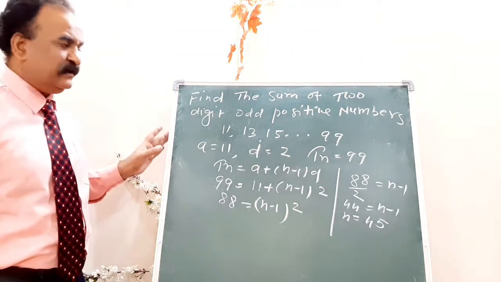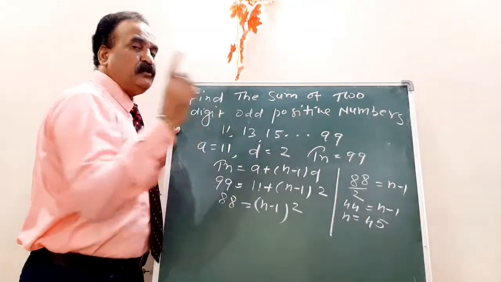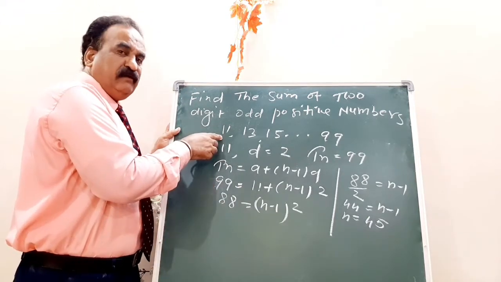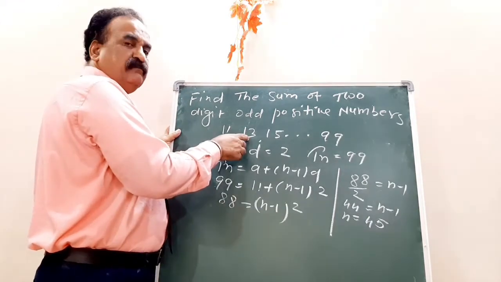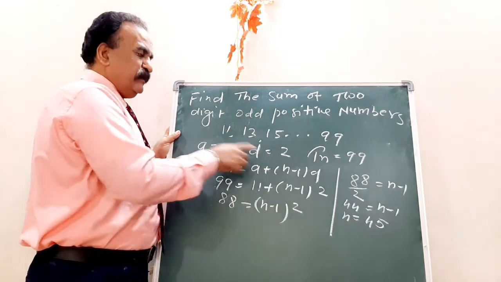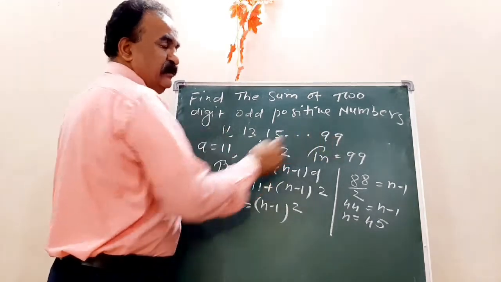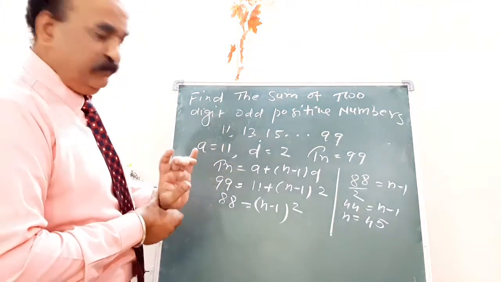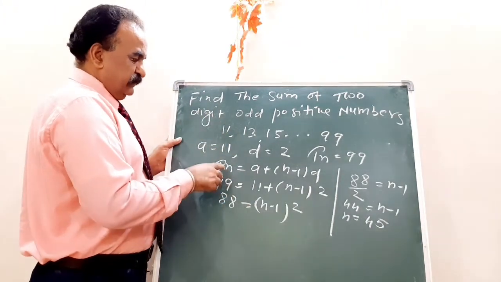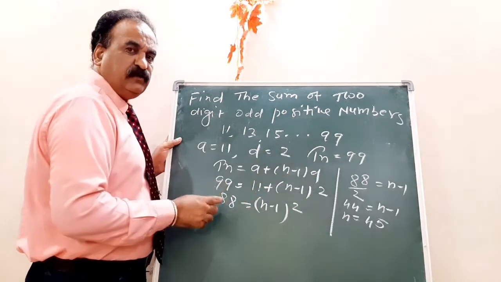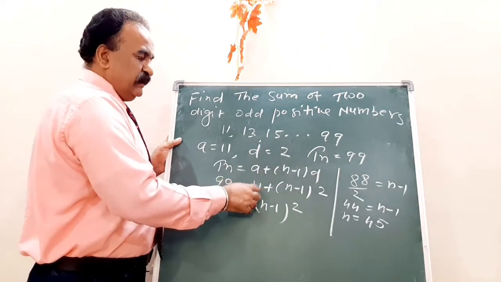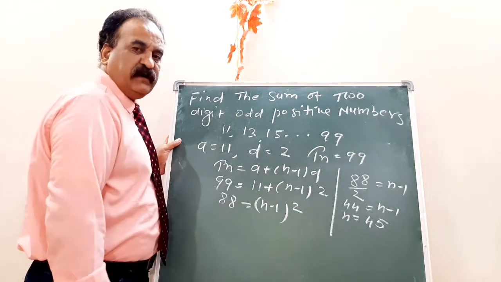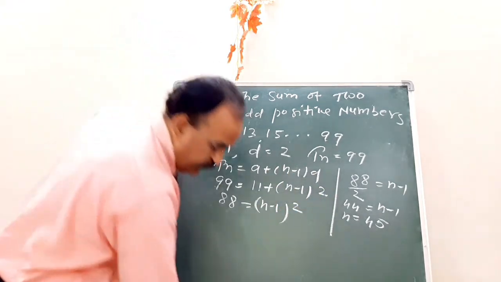I hope this is clear, because we want the sum of the two-digit positive odd numbers. So a, the first term, will be 11, the second term 13, the common difference will be 2, and the last term will be 99 because we want the two-digit number. Tn is equal to a plus n minus 1 into d, so 99 is equal to 11 plus n minus 1 into 2. So you got n is equal to 45. Now find the sum.